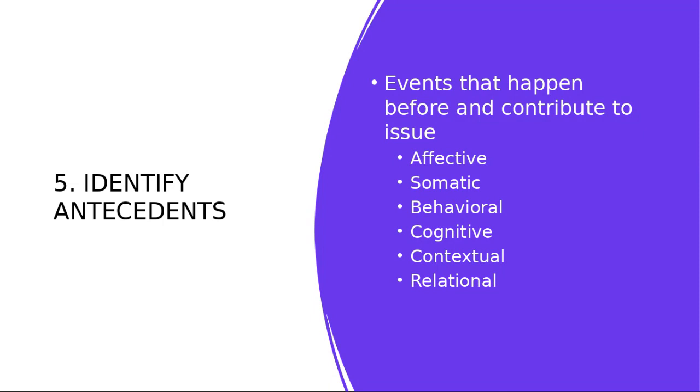They can also be cognitive. So when I have this thought, when I'm thinking about my deceased friend, I engage in this behavior. It can be contextual. It could be when I'm in this particular location, I overeat, or it can be relational. When I have a fight with my boyfriend, or when my boss has been rude to me. So you want to figure out what is happening before the behavior that could be contributing to and triggering the behavior.